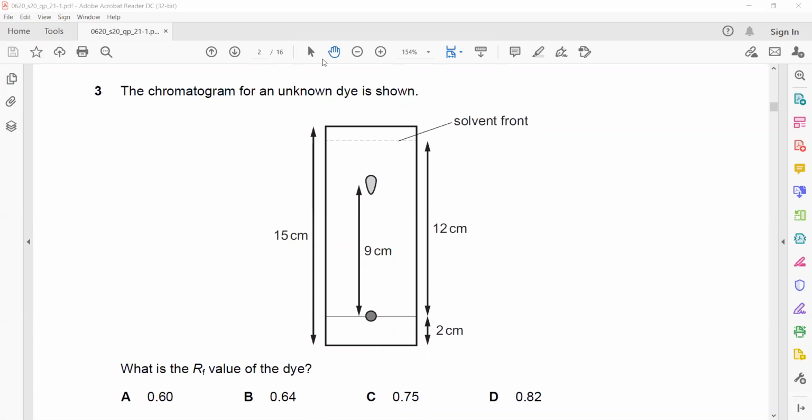The formula which we use to calculate the Rf value is the distance moved by the spot divided by the distance moved by the solvent front. And we always take the distance from the origin, the starting point. So from the starting point, the distance moved by the spot is 9, to the center of the spot, divided by the distance moved by the solvent front. The solvent front moved 12 centimeters. So 9 by 12 is equal to 0.75.